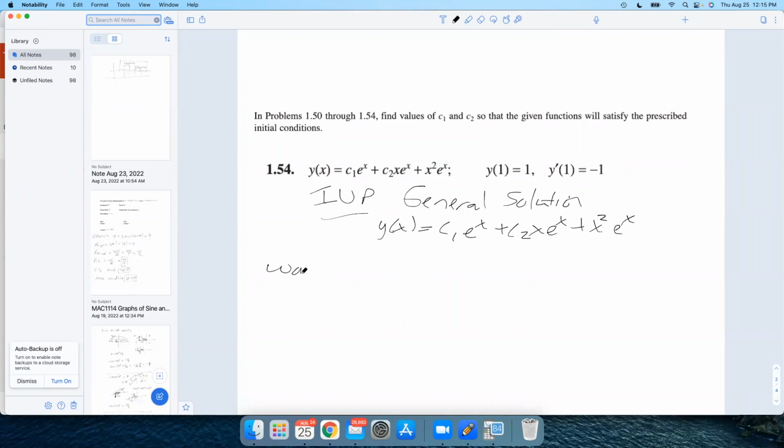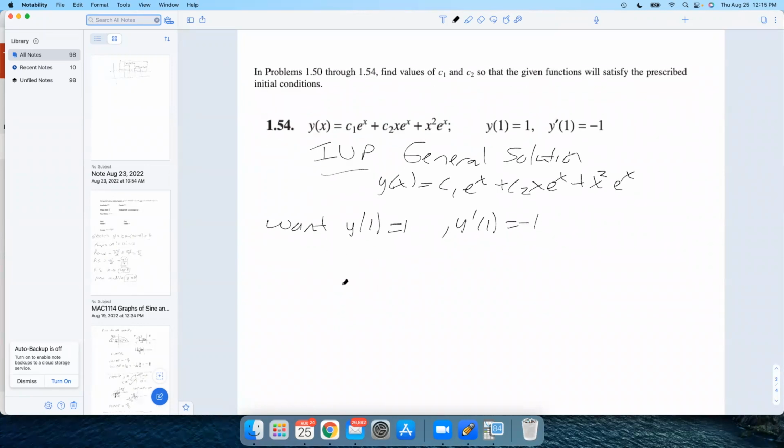So I want y of 1 equals 1, y prime of 1 equals -1. So y of 1, just plug in 1 for everybody. For all the x's, remember these are x's, c1 times e to the first plus c2 times 1 times e to the first plus 1 times e to the first. And that's supposed to equal 1.